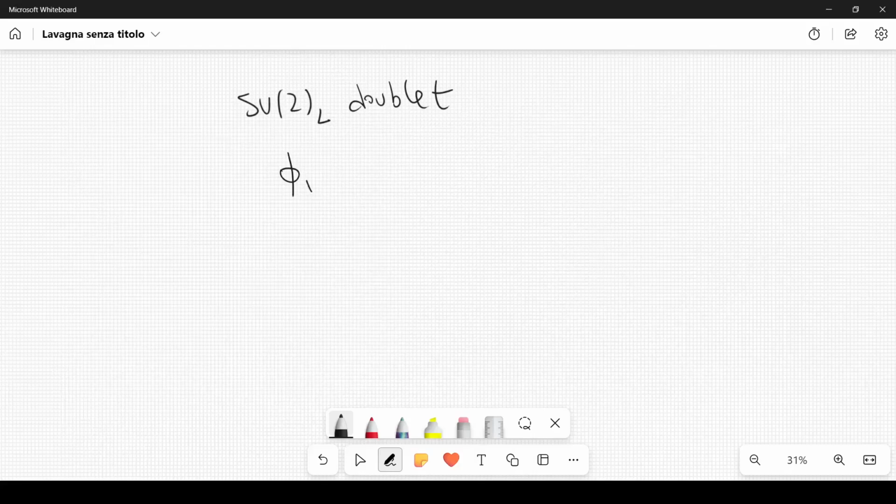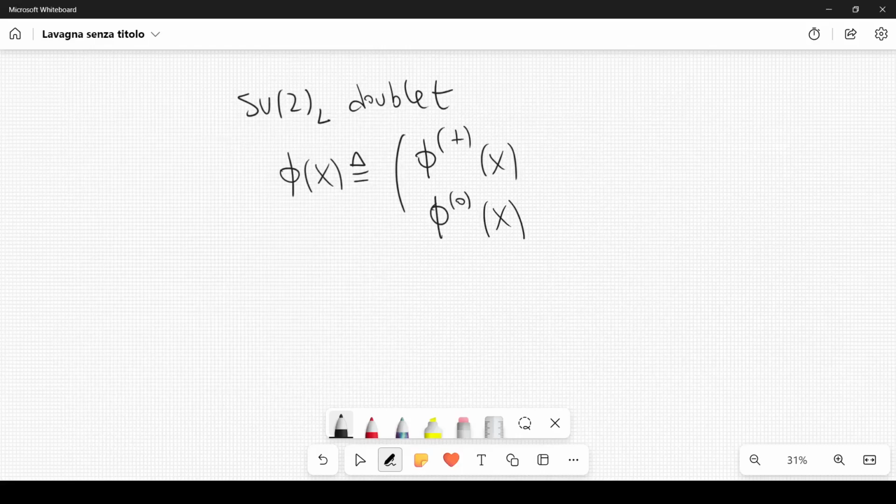In particular, we define φ(x) to be φ⁺(x) and φ⁰(x). So this is a scalar, and it is a complex scalar field, as well as this one. So they are complex scalar fields, whereas φ(x) here is a doublet of complex scalar fields.